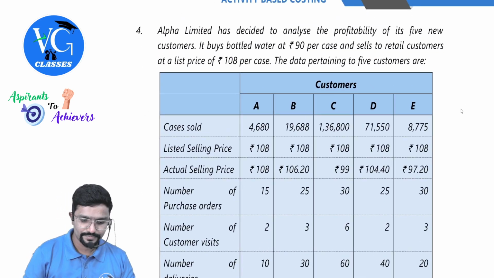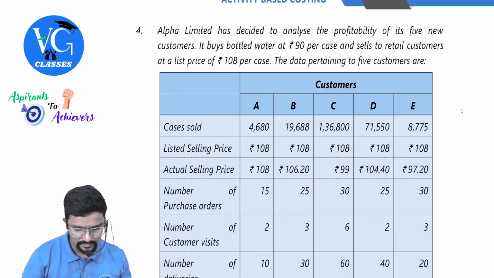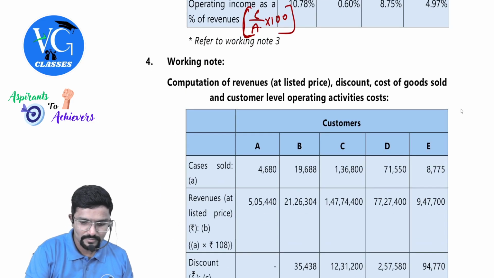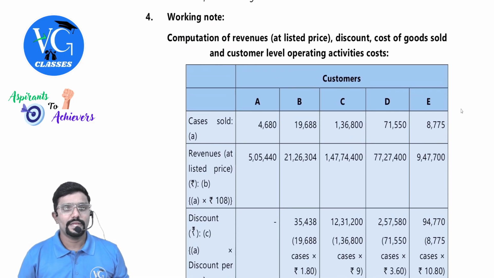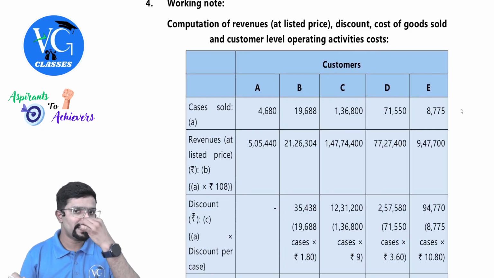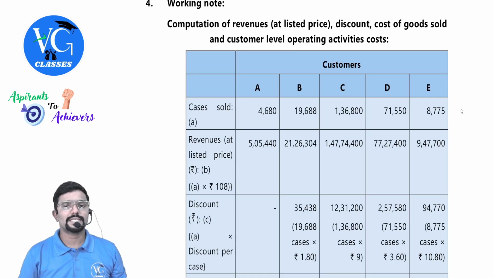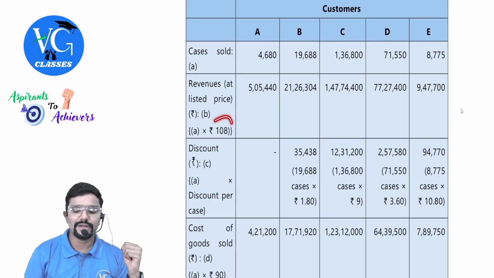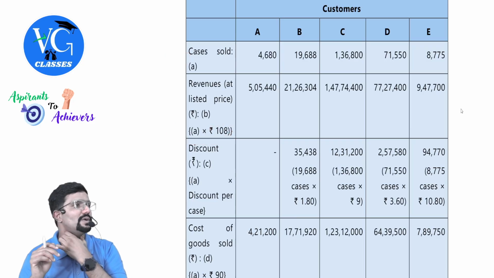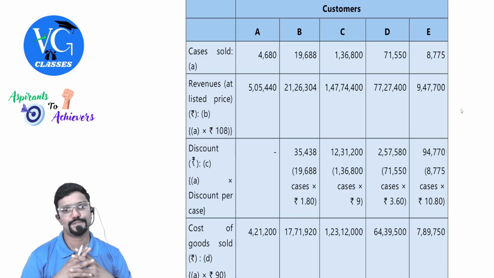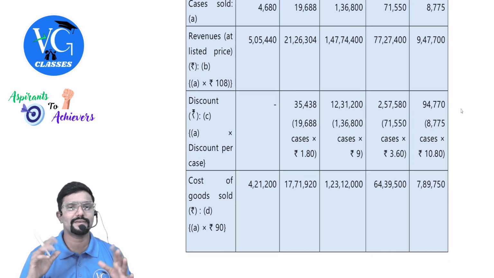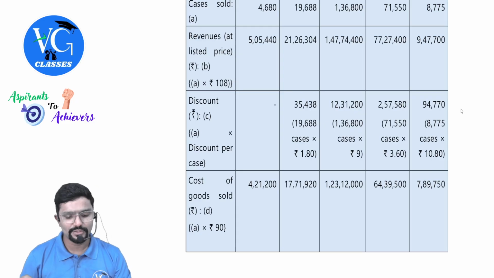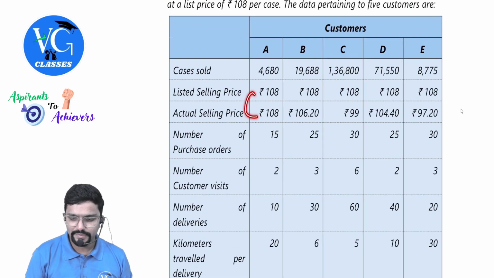Come to the solutions. Okay, working they have done first. Computation of revenues at listed price, discount, cost of goods sold, and customer level operating activities cost. Cases sold. The revenues at listed price, whatever 108 is there, they are multiplied with cases sold, because 108 rupees is per case. Discount they have calculated, guys. How is discount calculated? I showed you the difference between the two.